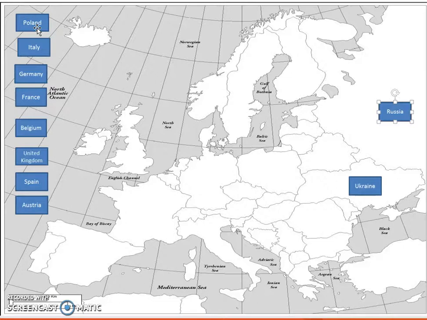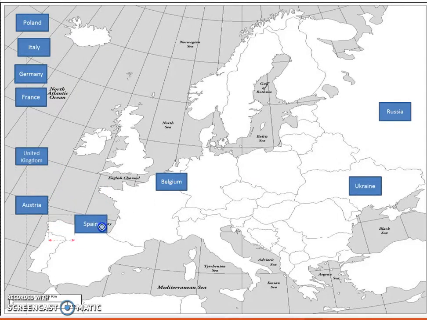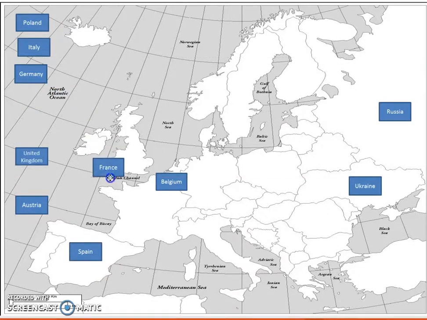Find the country of Belgium. Okay, Belgium is wedged right, where is it? Right here. Find the country of Spain. Point to that. Spain is located, we'll drop him right in here. Find the country of France. The country of France is located right here.